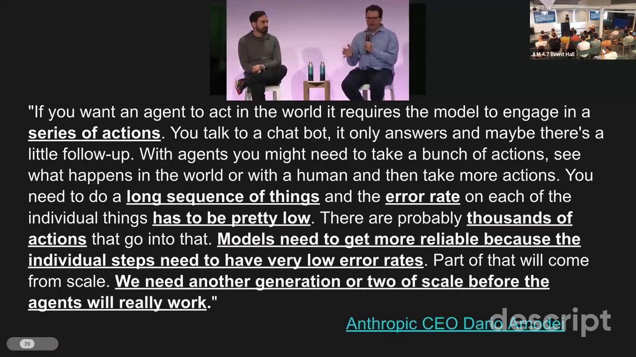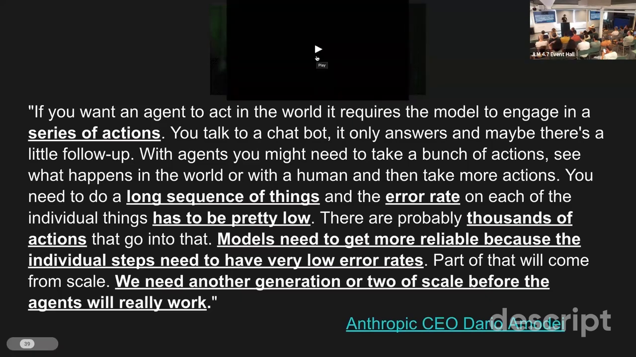If I'm a robot and I'm going to pick up this thing and walk over there, and then I'm going to pick up that, I'm building a house or something, there's probably thousands of actions that go into that. So all of this is to say the models need to get more reliable, because the individual steps need to have very low error rates. And I think part of that will come from scale. We need another generation or two of scale before the agents will really work. We talked about that, but coming from this guy, he probably has some kind of internal information on the next generation models. So it's exciting times in this agent thing.